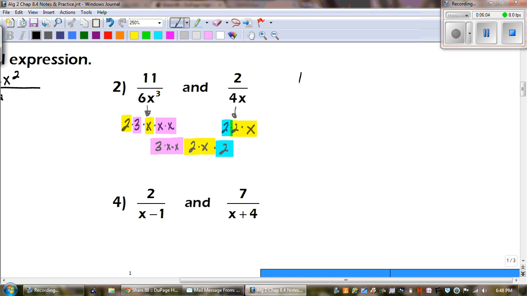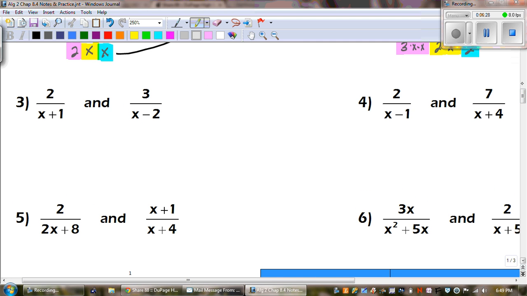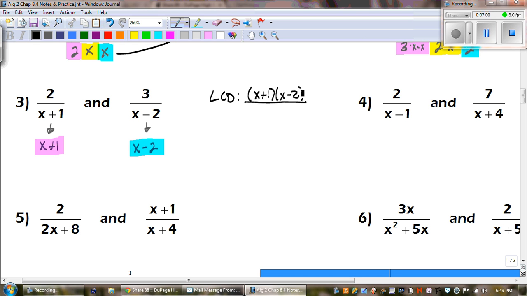So our LCD is a combination of all of those. 3 times 2 times 2, well, that's 12. And how many x's do we have? 3. So we get 12x cubed. Now, let's look at number 3. I can't break down x plus 1, and I can't break down x minus 2. So my LCD is a combination of those things, okay? So it would be the x plus 1 and the x minus 2 together. So we would just say that it's x plus 1, x minus 2.